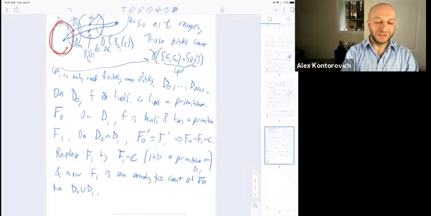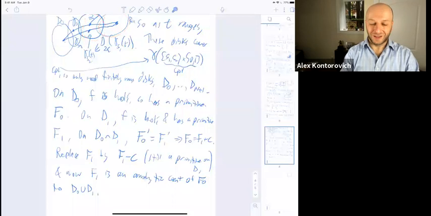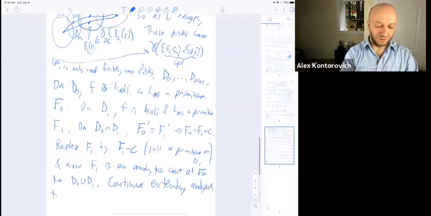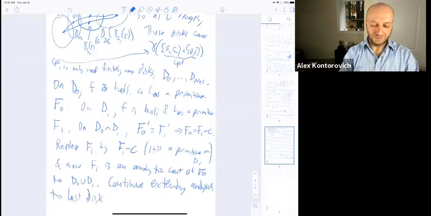So we always have a primitive on a disk. Now we have a primitive on the union of two disks. And of course, when we continue all the way out to the last disk, extending analytically to the last disk, which means we have a primitive, which means we have a question?